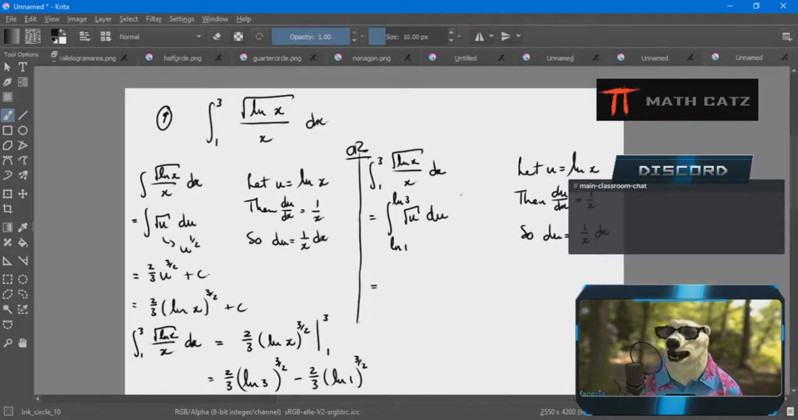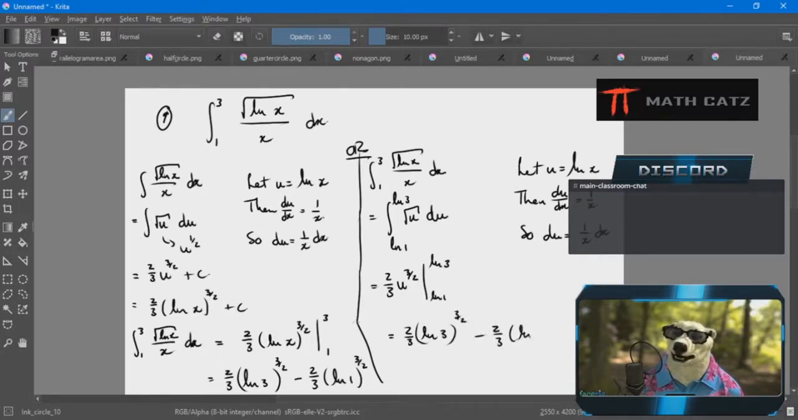Now everything is in terms of u, so I can move forward finding an antiderivative as u to the 3 over 2, 2/3, and I'm going to plug in log of 1, log of 3. Let's just finish it. Now you might have decimals here, but I'm going to leave it like that to show that what I get as a calculation is exactly the same. You decide which one is safer for you. You can see here they are identical.